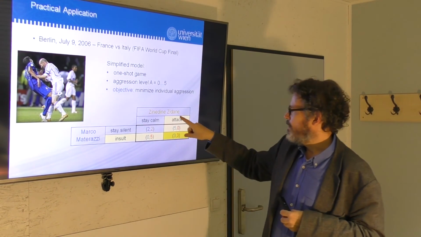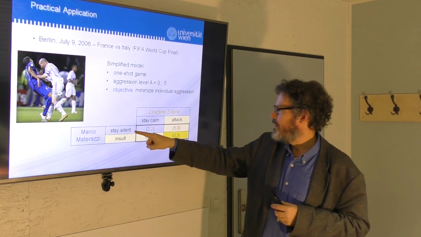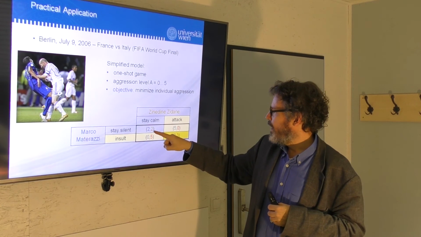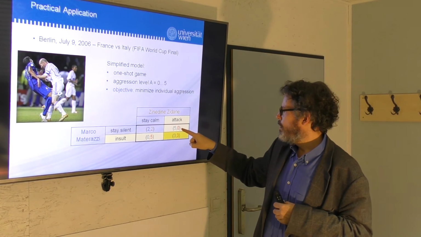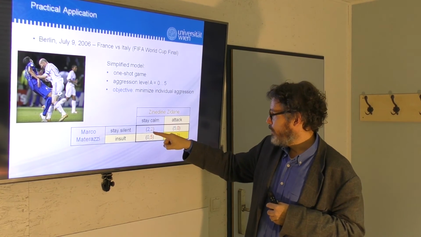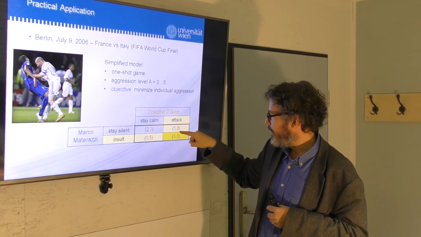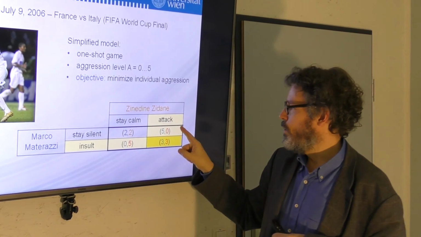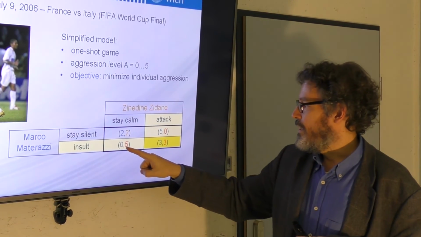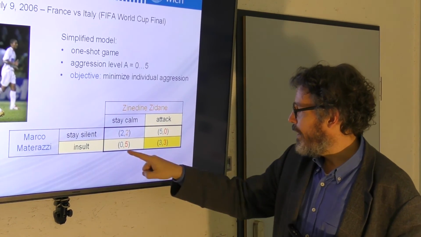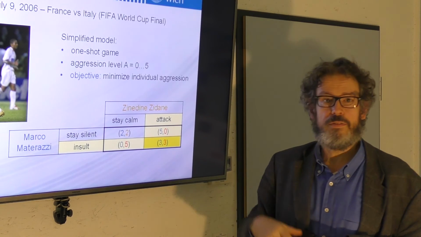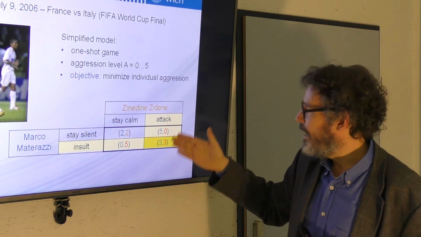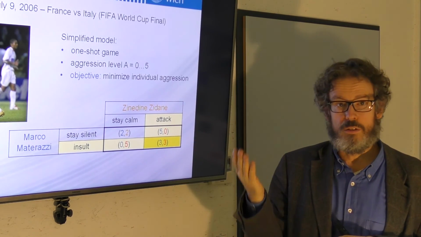What's the case for Zidane? Well, let's assume Materazzi is staying silent. So Zidane should, well, attack. Because in the case of an attack, he has an aggression level of 0. If not, if he's staying calm, he has 2. If Materazzi is insulting, Zidane should attack as well. 3 is less than 5. So also for Zidane, attacking is a dominant strategy.